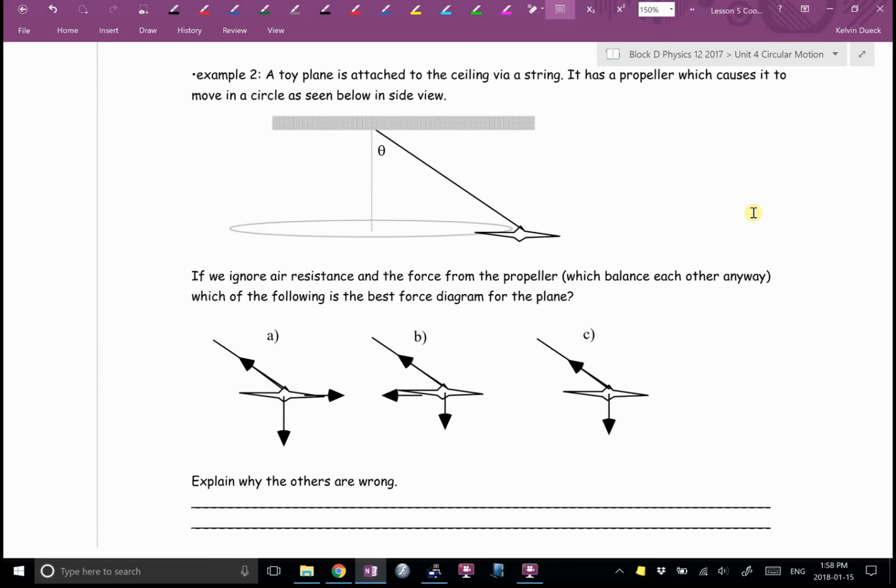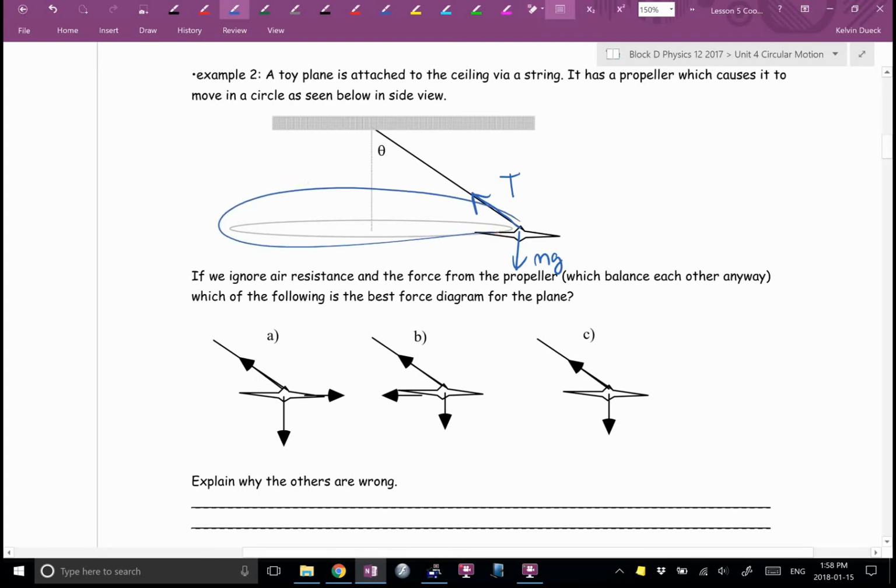Well, what are the forces acting on it? The obvious one: gravity down. What else? Tension at an angle. That's it. Now, there is a force towards the center, but it's the vector sum of those 2. It doesn't show up on my free body diagram. If I add those 2 tip to tail, it is tracing out a horizontal circle.